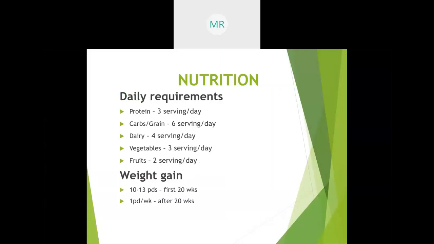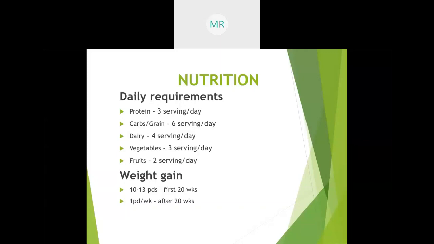First one here we have is protein, 3 servings a day. That includes meats, eggs, and legumes. Carbs and grains are 6 servings a day. Dairy is very important. Dairy is very important for fetal skeletal tooth formation. An example of dairy is a quart of milk a day. Helps alleviate occurrence of leg cramps.